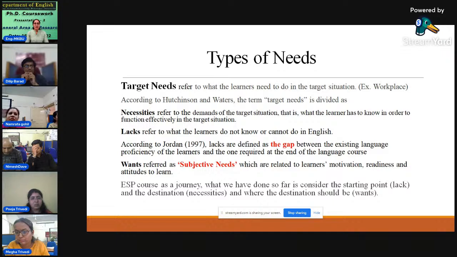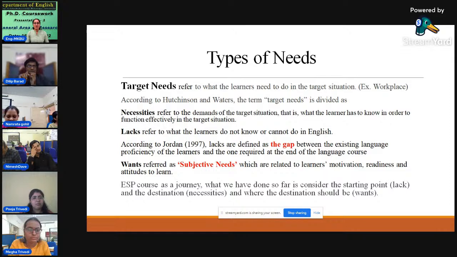So that is the target needs, and it is divided into three basic elements: necessities, lacks and wants. Necessities refer to the demands of the target situation. For example, what is the demand of the workplace? Nowadays, if you see the advertisements, they are mentioning that our demand is good communication skill or fluency in English for any kind of job. So that is the basic requirement. That necessity refers to that demand.